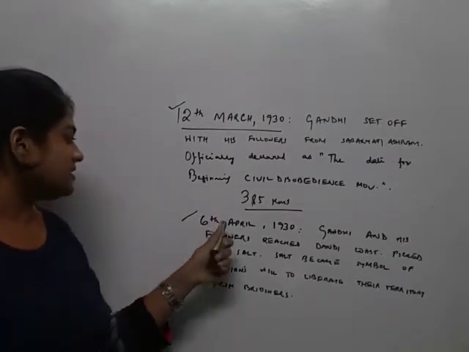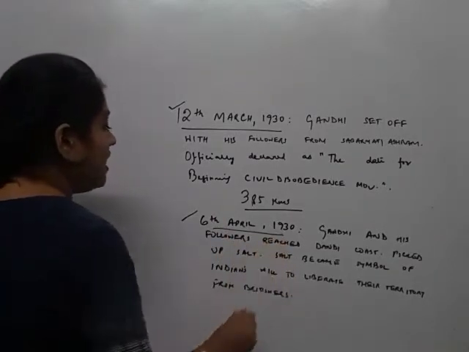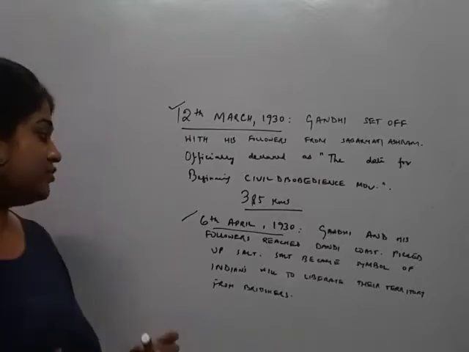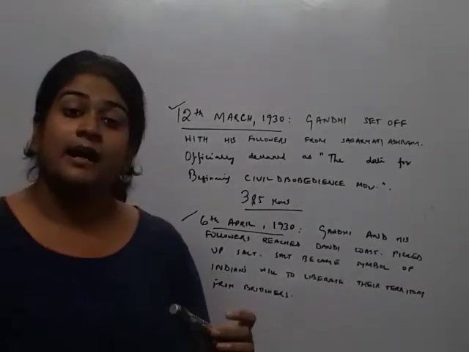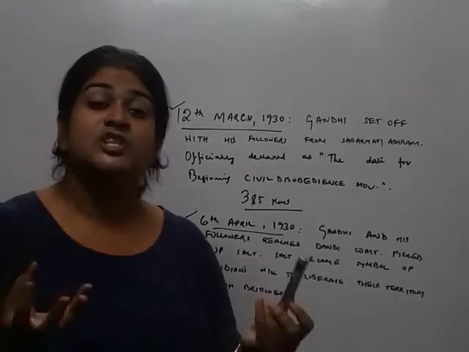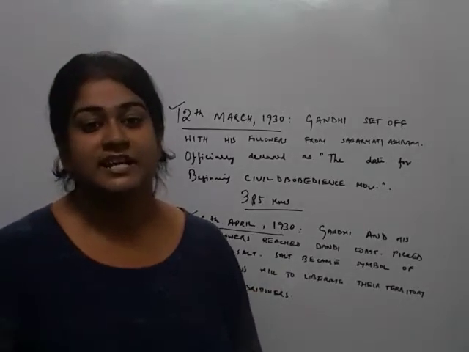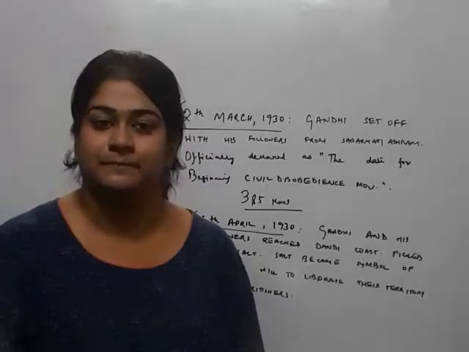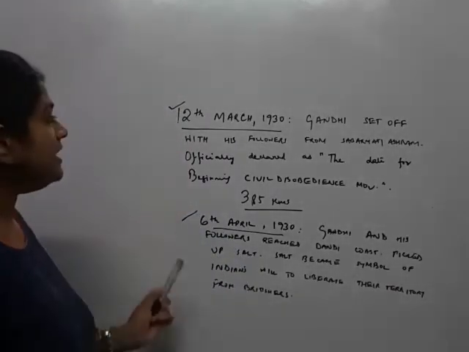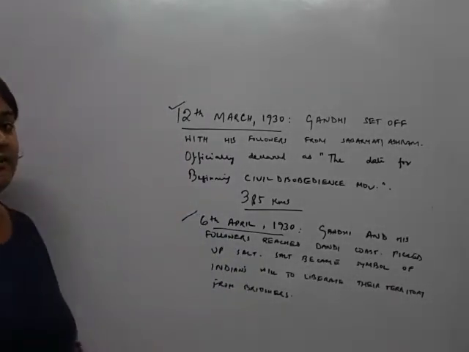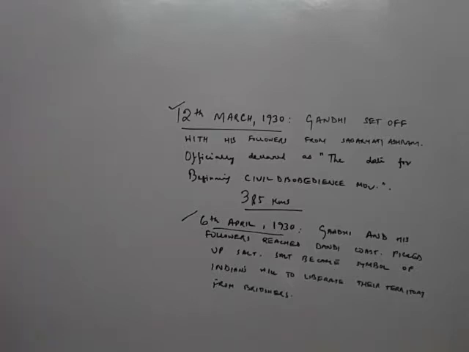And finally, on 6th April 1930, Gandhi and his followers were able to reach the Dandi coast, and Gandhi picked up some salt, and this salt became the symbol of Indians' will to liberate their territory from the shackles of British rule. Okay, so these two events or these two dates are very important in the timeline of civil disobedience movement.